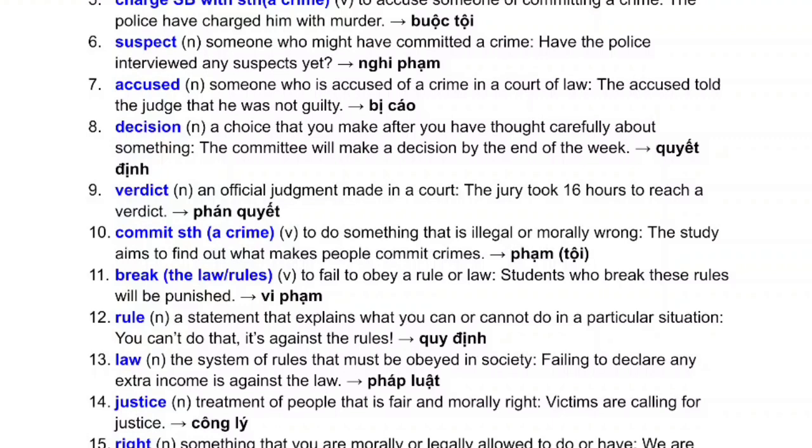11. Break. Break the law or break the rules. It means to fail to obey a rule or law. Example, students who break these rules will be punished.